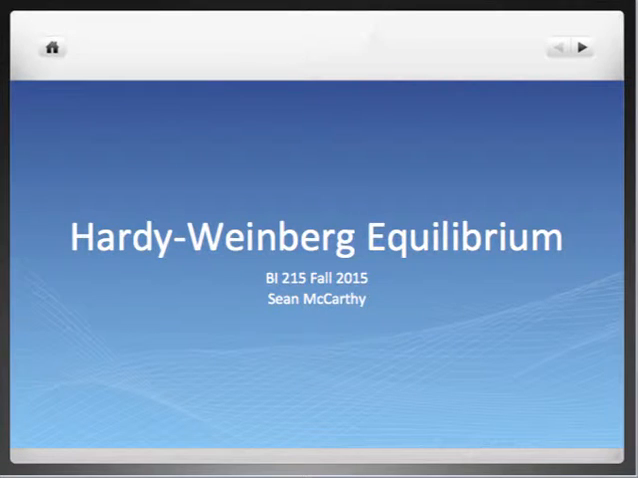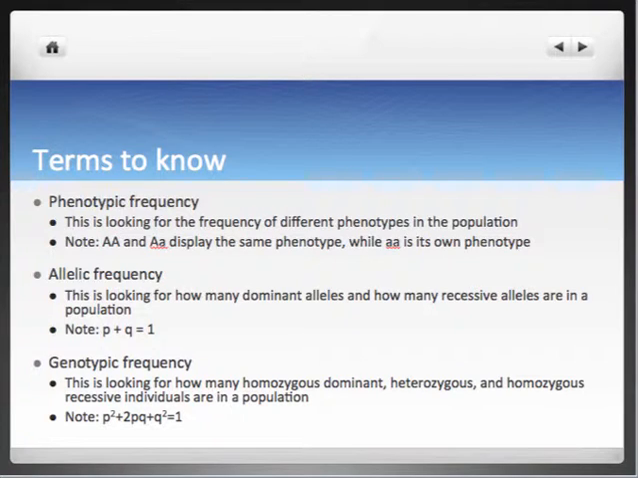So today we're going to be talking about Hardy-Weinberg Equilibrium. This is just a quick way to understand how to work problems like this, since this is a relatively new topic. Some terms you're going to need to know: when we're talking about phenotypic frequency, this is looking at the different phenotypes of the population.